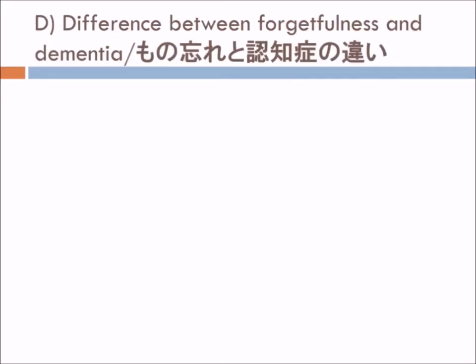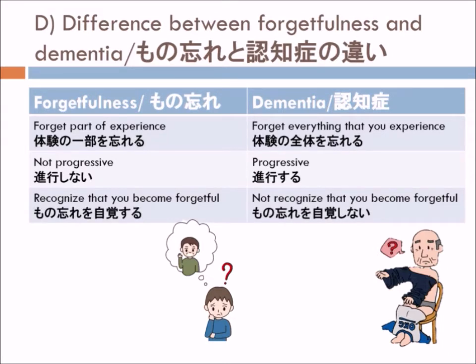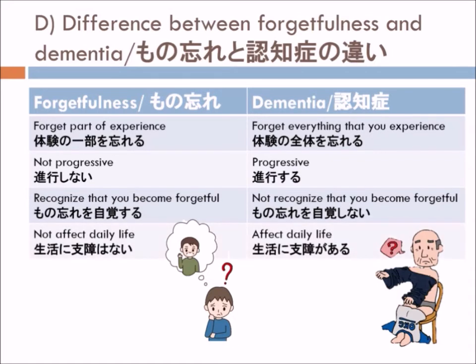Difference between forgetfulness and dementia. Forgetfulness is to forget part of an experience, but dementia forgets everything that was experienced. Forgetfulness is not progressive, but dementia is progressive. Normal people who just forget can recognize that they have become forgetful, but people with dementia don't recognize that they have become forgetful. Forgetfulness doesn't affect daily life, but dementia affects daily life.